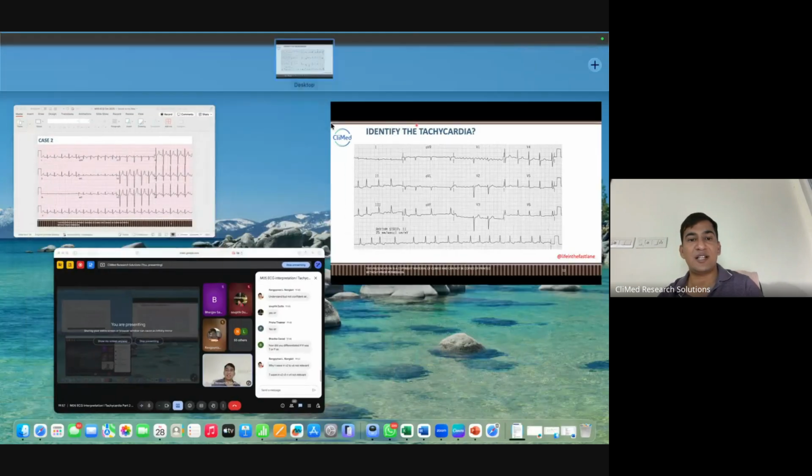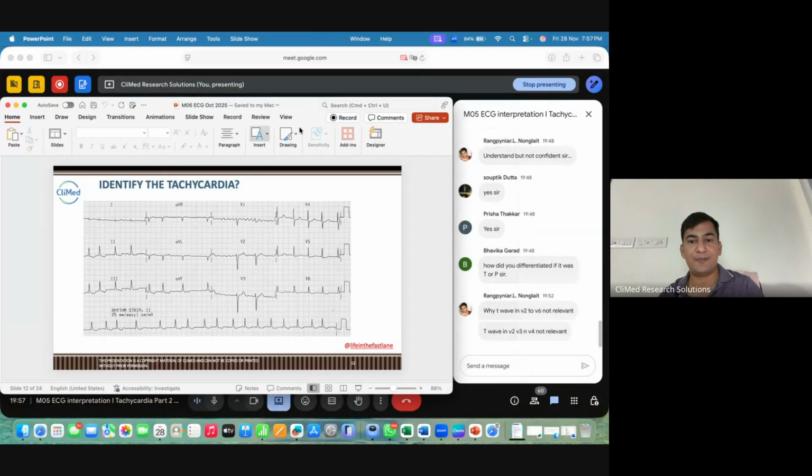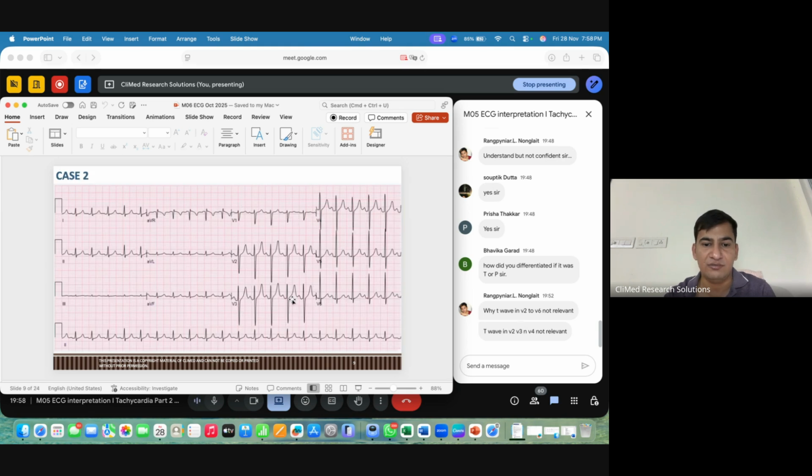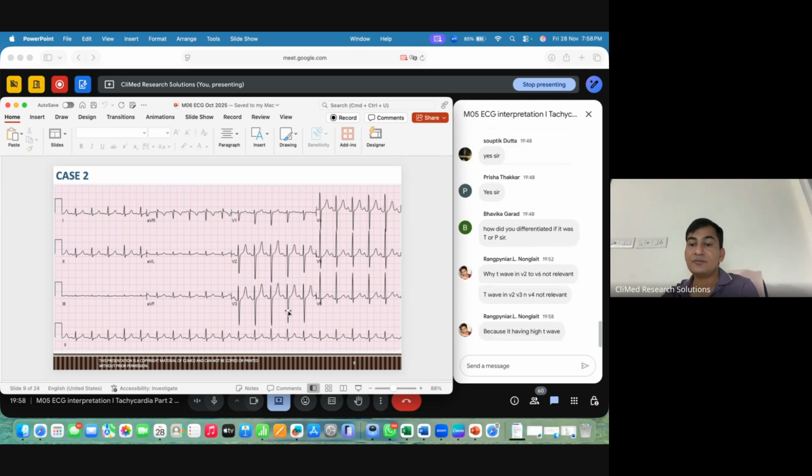So what is this tachycardia, guys? What is this tachycardia? Tell me. Why is the T wave in V2 to V6 not relevant? Not relevant means what? T wave in V2, V3 and V4 not relevant. I didn't get you. What do you mean by relevant? In the previous one, right? You're talking about this. Where is it not relevant? Similar or relevant?